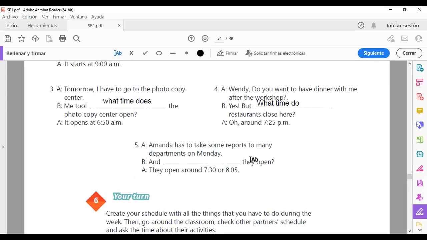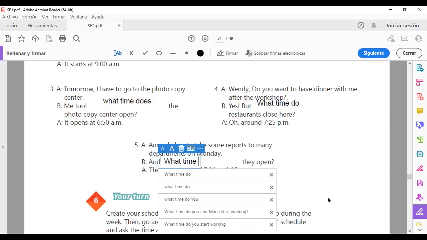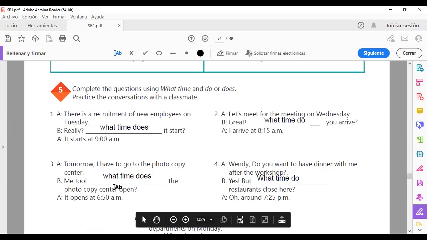And the last one. Amanda has to take some reports to many departments on Monday, and they open around 7:30. And what time? What time do they open? They open around 7:30 or 8:05. Good. Excellent, people. Okay, now I need two people for conversation number one.